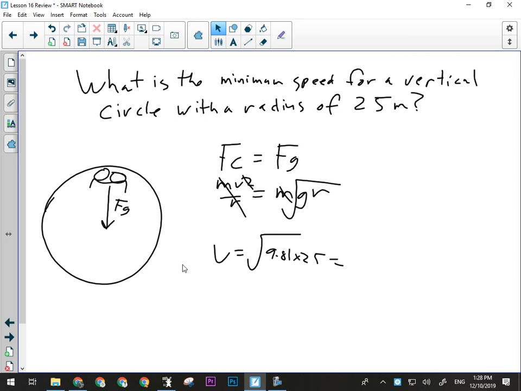Okay, what else, guys? Can we do one where Fn is really big? Fn is really big, so on the bottom? Yeah. Okay.